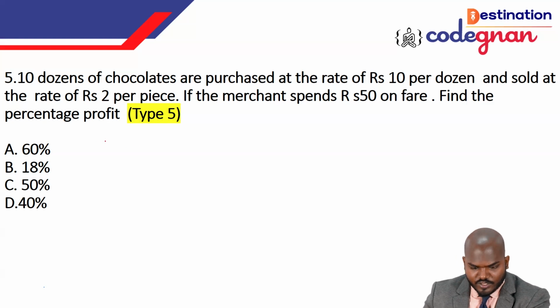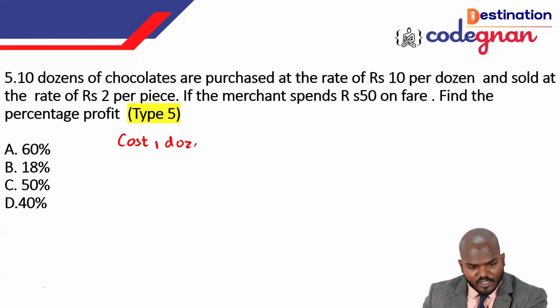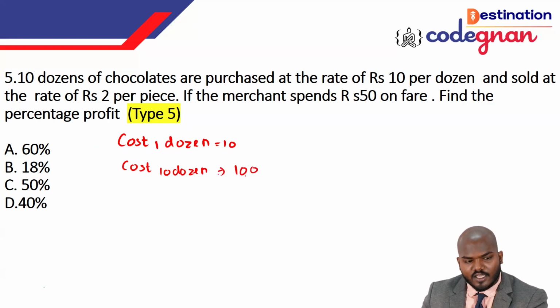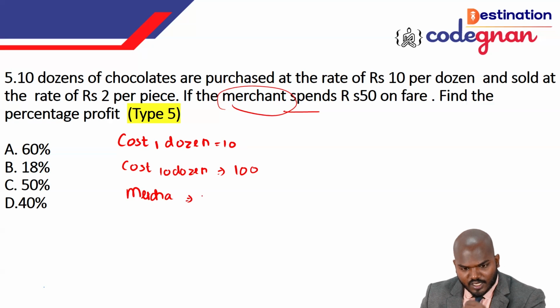Okay, so now you see this one, each dozen costs 10 rupees. The cost price of 10 dozen gives you the value of 100 rupees. If each dozen is 10 rupees, and he bought 10 dozens, we can call it 100 rupees. Also, merchant means the shopkeeper only. The merchant was including something like 50 rupees extra on it, so it becomes 100 plus 50, that is 150 rupees.